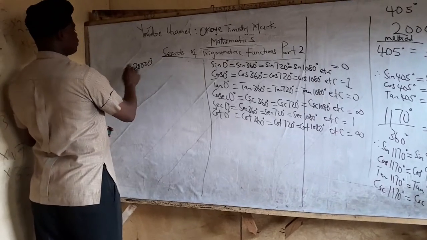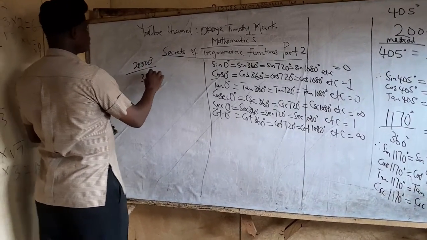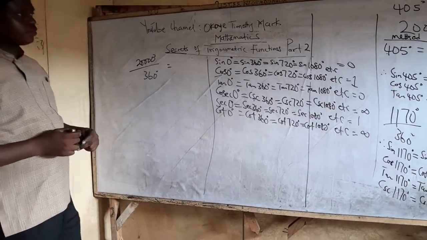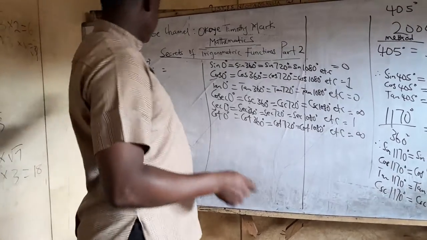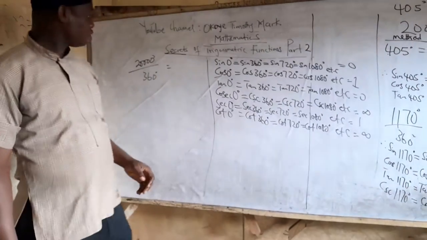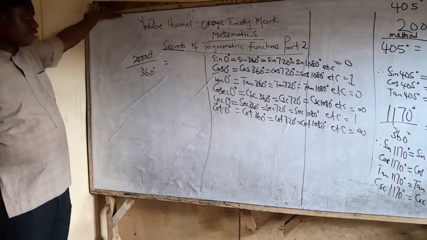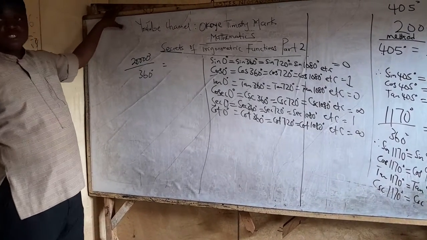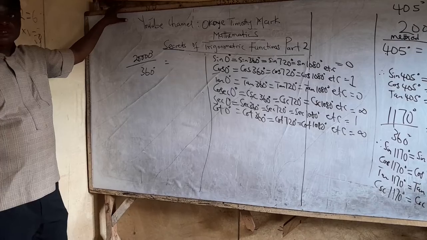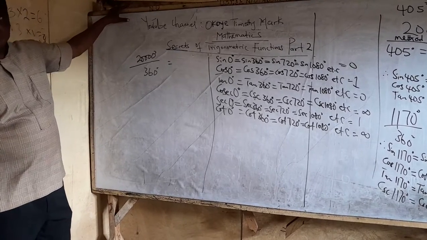Okay, 20,000 degrees over 360. One may ask, how can you easily get this? 360 times 50 is 18,000. I have 20,000, which means 2,000 remaining. Now 360 times 5 is 1,800.